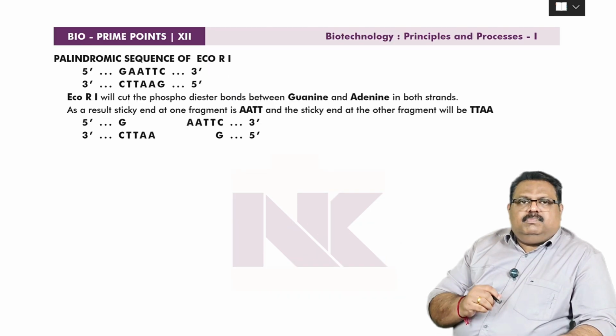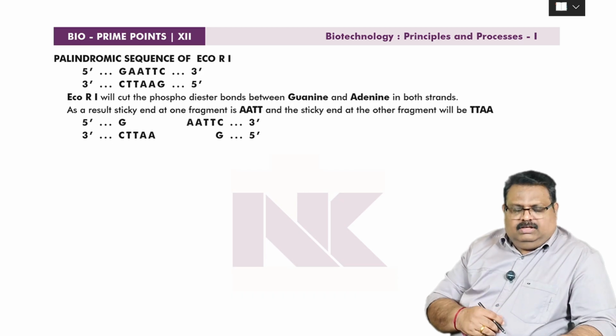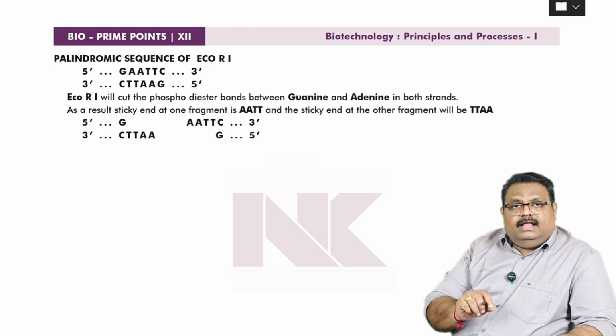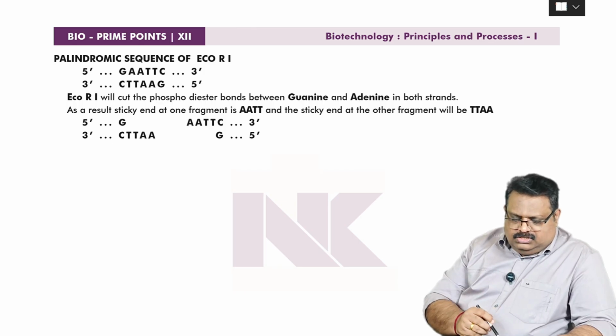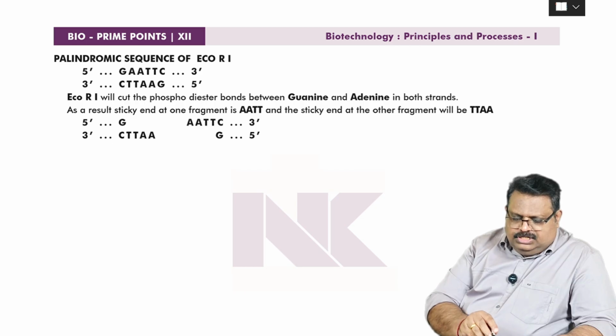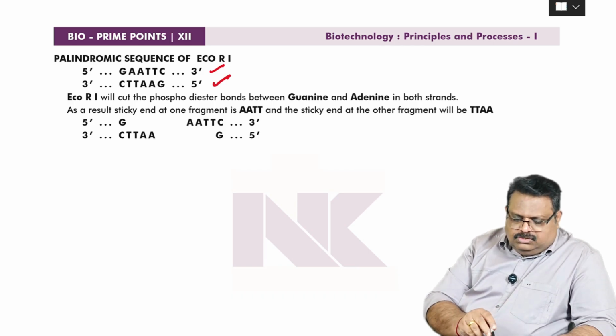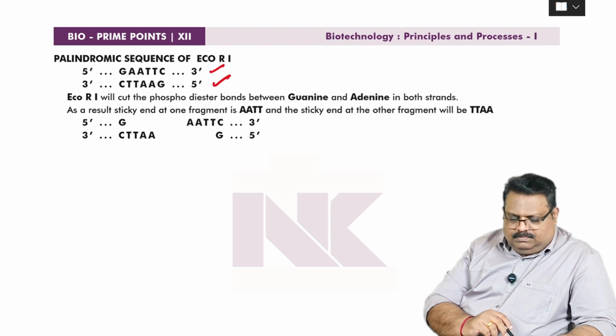Okay. The next prime point is regarding the palindromic sequence. As we already studied, palindromic sequences read the same forward and reverse in the opposite strands. So here, 5'-3' GAATTC. In the opposite strand, 5'-3' again GAATTC. In both strands we have to read in the same direction, 5'-3' or 3'-5'. So GAATTC, here also GAATTC, that is a palindromic sequence.